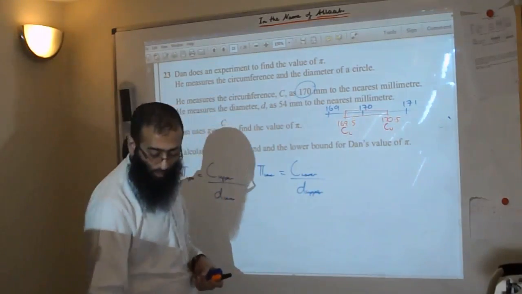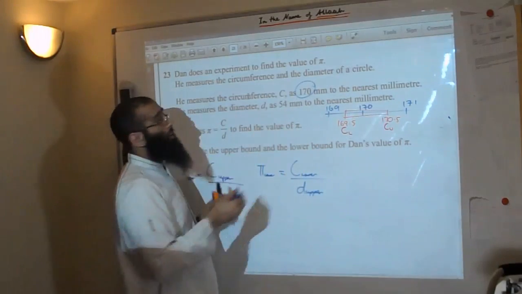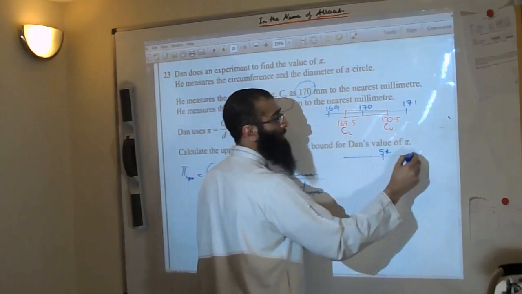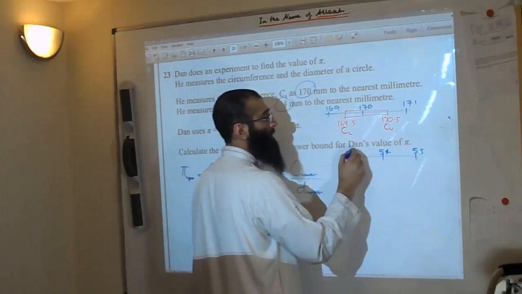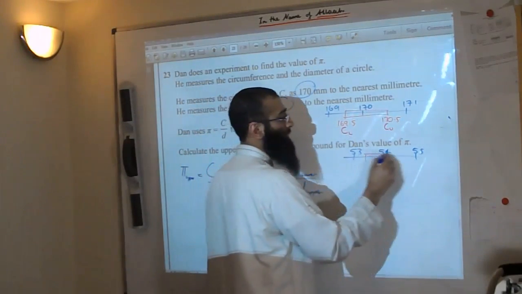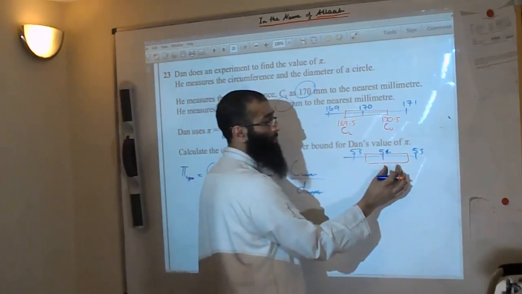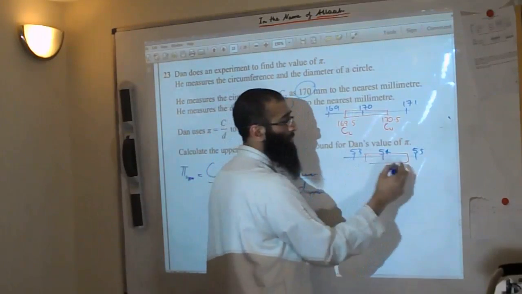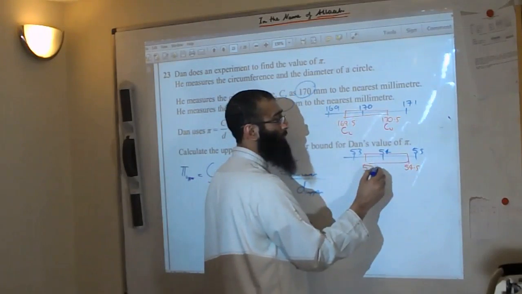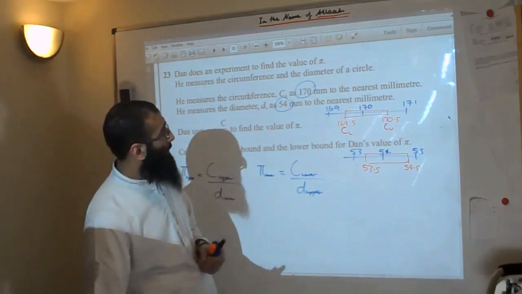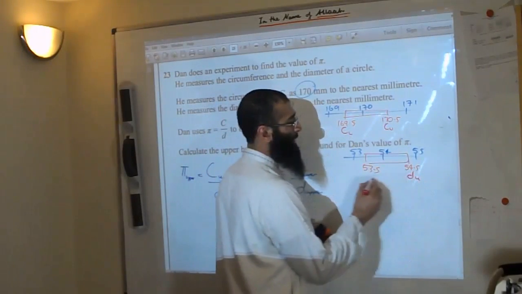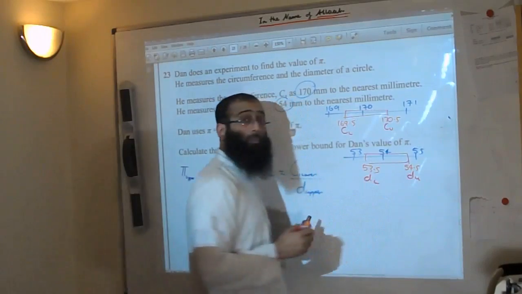Now let's similarly do another one of these for the D value. So we have 54 is what was given. That's 55 millimeters, 53. And again, it's been told to the nearest millimeter. So that means this here is 1 millimeter. Half millimeter this way, half millimeter this way. So the upper bound here will be 54.5 and the lower bound will be 53.5. So that would be the diameter upper and that's the diameter lower.